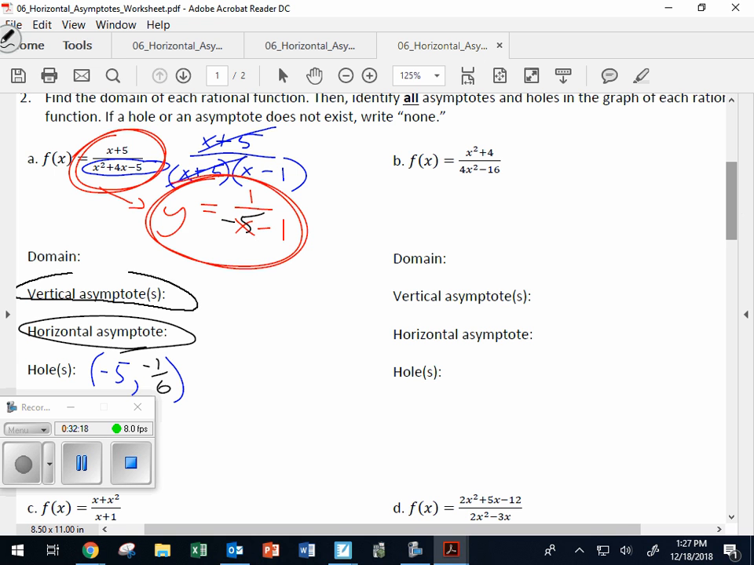Verticals, I just want to make sure you didn't forget that. Verticals are the things on the bottom that crash it. Like, in this case, x equals, remember, x is vertical, right? X equals things. 1. Why isn't the -5 a vertical asymptote? Because it's a hole. And it can't be.